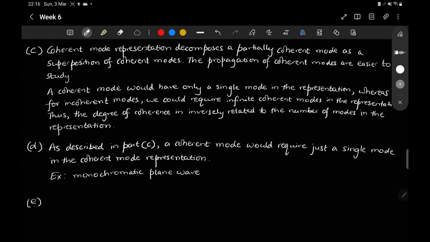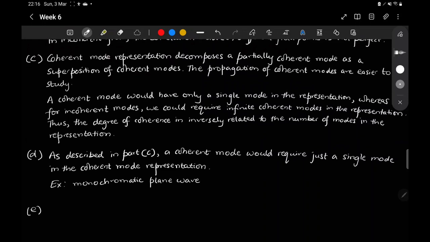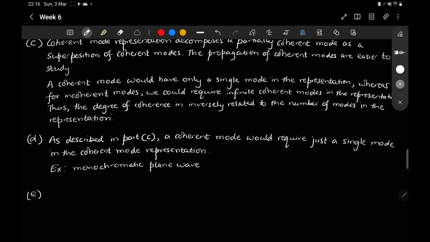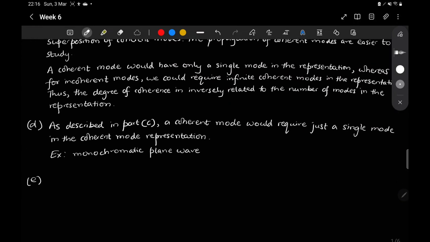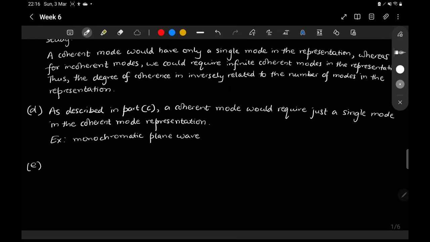So as described in the previous part, a coherent mode would require just a single mode in the coherent mode representation. An example is a monochromatic plane wave.